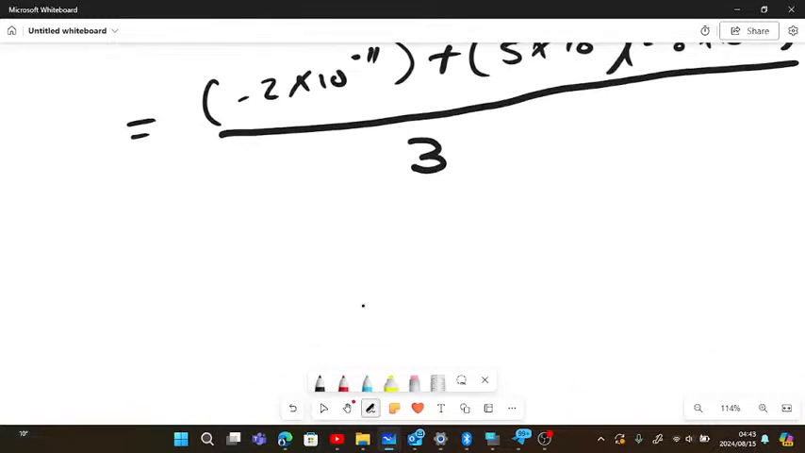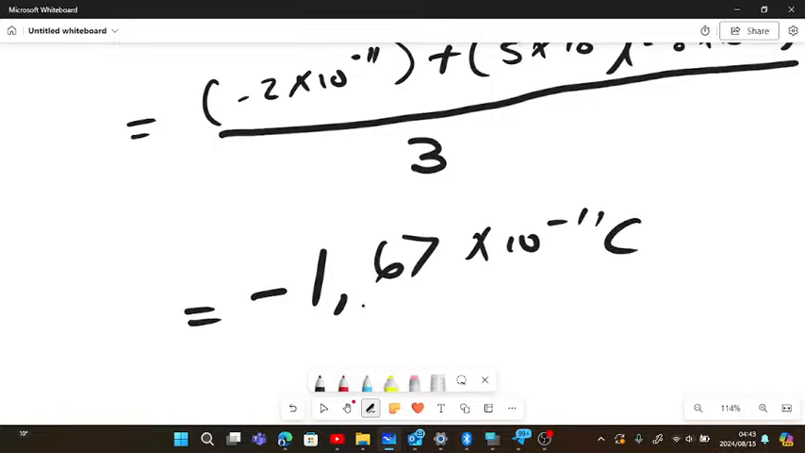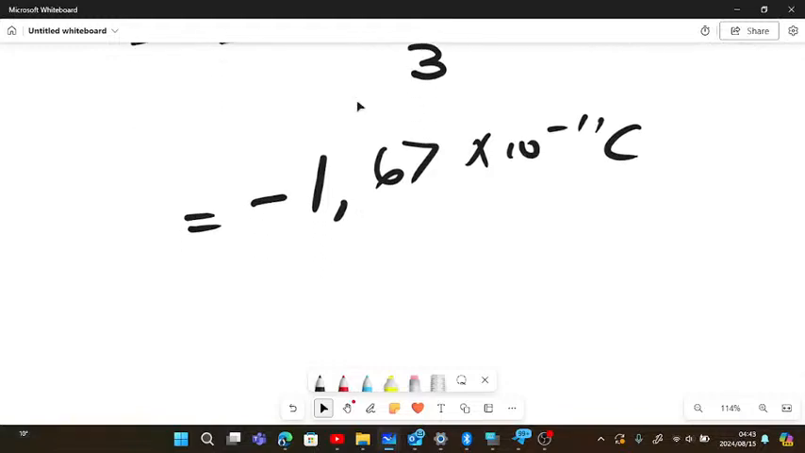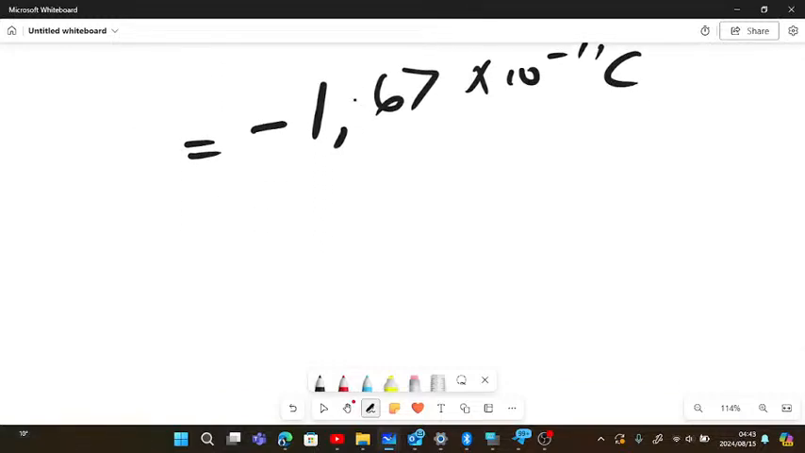Whenever I do my calculations, I end up having negative 1,67 times 10 to the -11 coulomb. And this will be the final charge separation. So each sphere will now have this amount of charge, which is -1,67 times 10 to the -11.